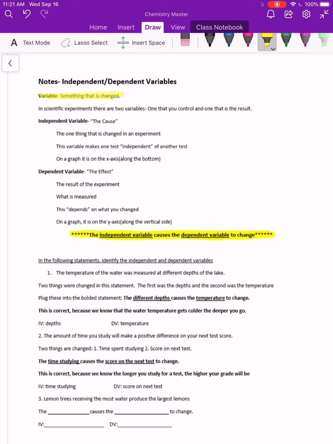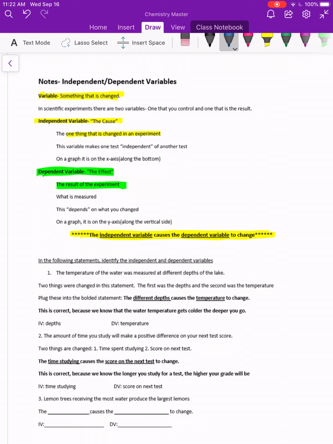One of them you change, okay? So the independent variable is the cause, the one thing that is changed in an experiment. And then the dependent variable is the effect, the result of the experiment. So it also changes, but it changes because the independent variable changes.